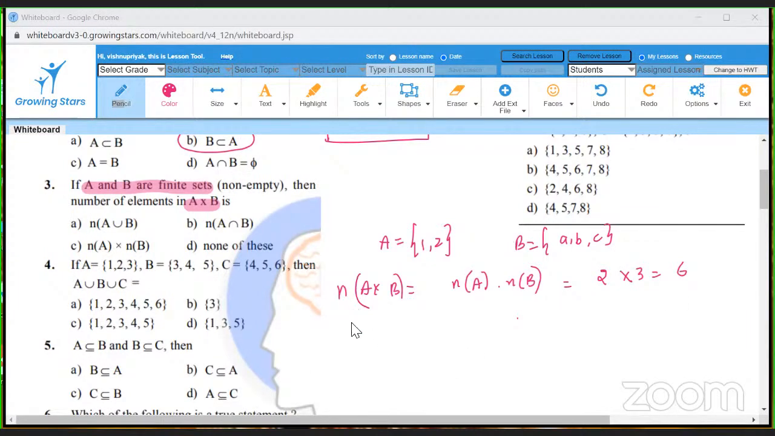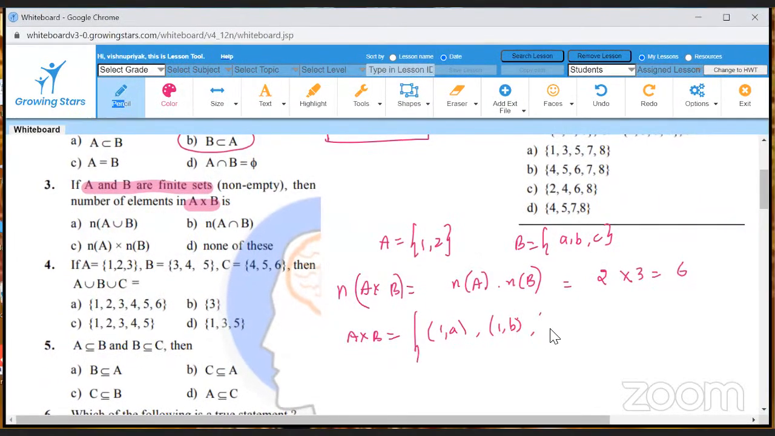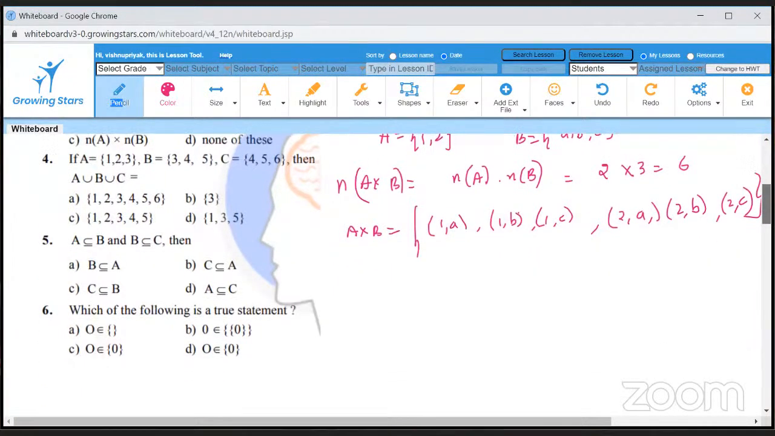How? 6 elements? I'll tell you. A cross B means 1 you will match with A, B, C. Then 2 you will match with A, B, C. These elements come under A cross B. Next, fourth question.